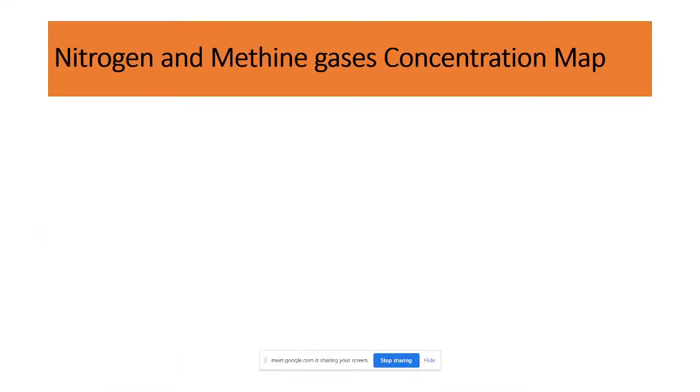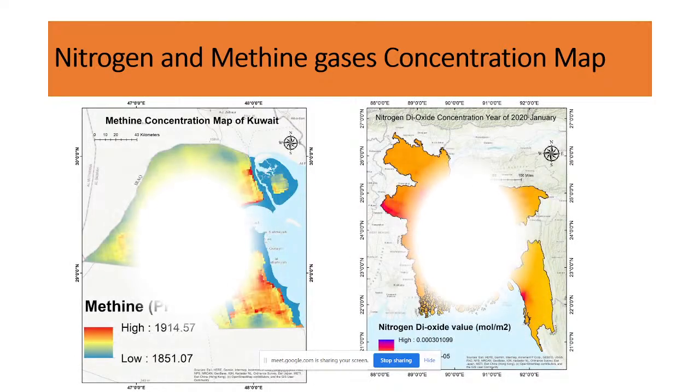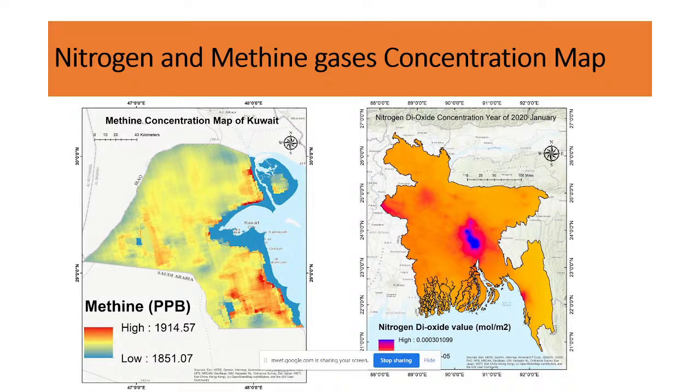Here you can see a nitrogen dioxide and methane gas concentration map. This type of map we can easily make from the Google Earth Engine platform. We are using the Google Earth Engine platform for processing our data, such as Sentinel-5 satellite imagery. We can do all of the processing and filtering in Google Earth Engine, and finally we can simply export this map in TIFF format.